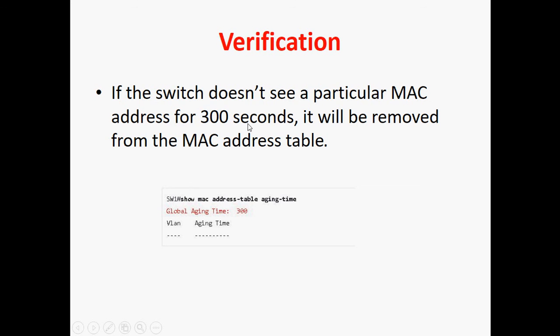If the switch does not see a particular MAC address for 300 seconds, it will be removed from the MAC address table. So how can we check the MAC address aging time? You have to give show mac address-table aging-time. It will show the MAC address aging time. Here we can see the global aging time is 300 seconds. So if for 300 seconds the switch does not see a particular MAC address, that MAC address will be removed from the MAC address table automatically.